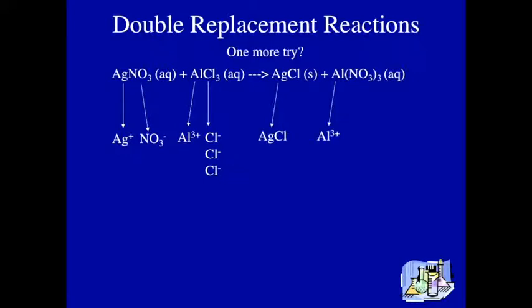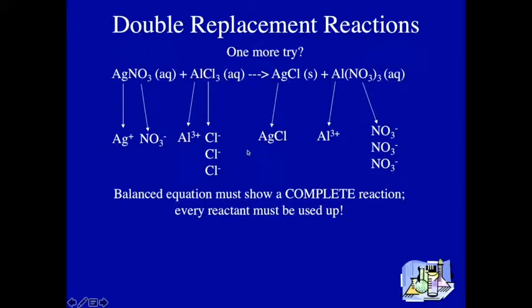Moving on from there, I have my aluminum. I also have 3 nitrates. Here I only have 1 nitrate. So I'm going to have to find a way of putting enough nitrates on this side and putting enough silvers on this side in order to make what I need to over here. The complete reaction is going to have to reflect enough silvers to react with the chlorides and enough nitrates to end up with the aluminum. Right now I don't have that in my equation. What can I do to fix that?